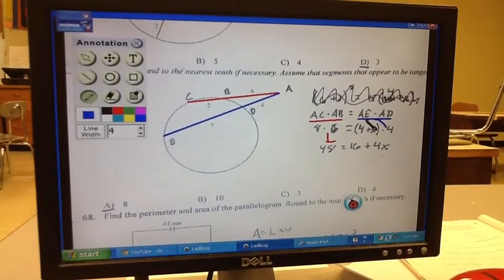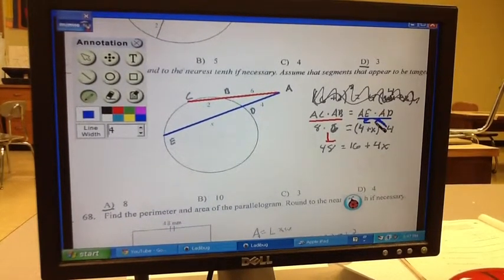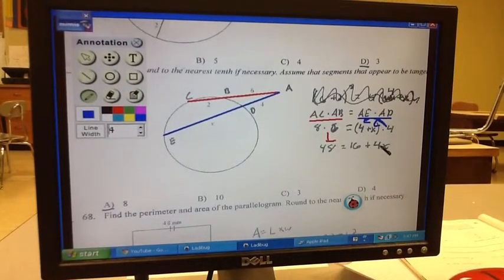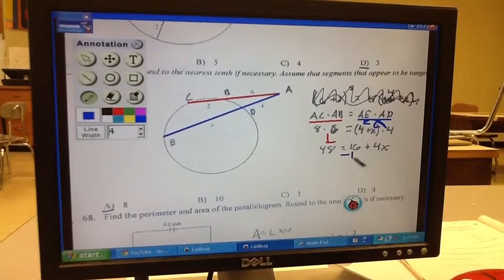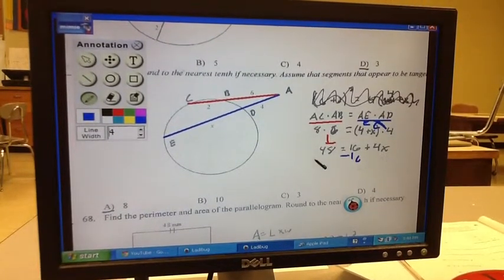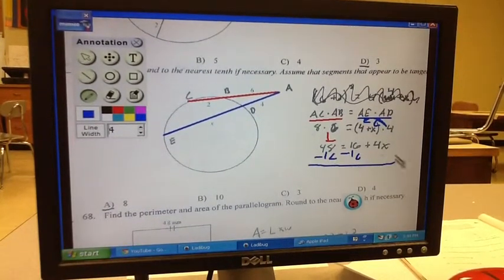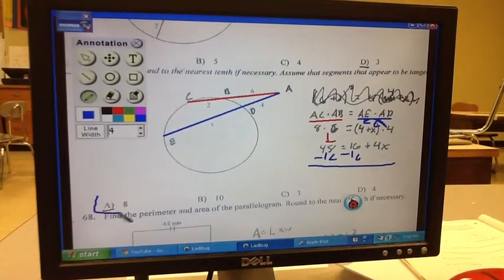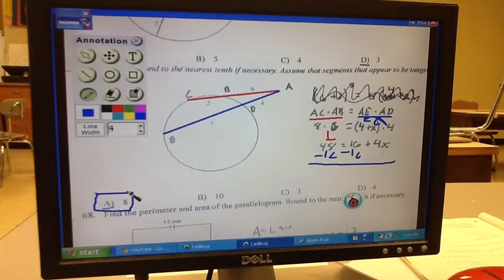Remember, you've got to take this 4 and distribute it to both of them in there. So 4 times 4 was 16. 4 times x is 4x. Minus the 16 from both sides. Divide both sides by 4, and we end up getting x is equal to 8.